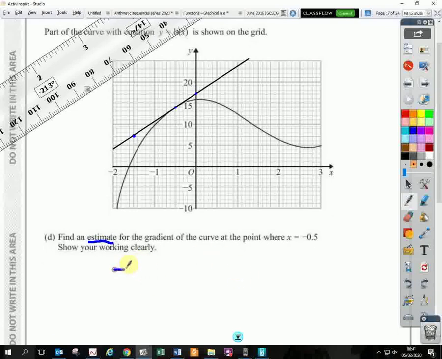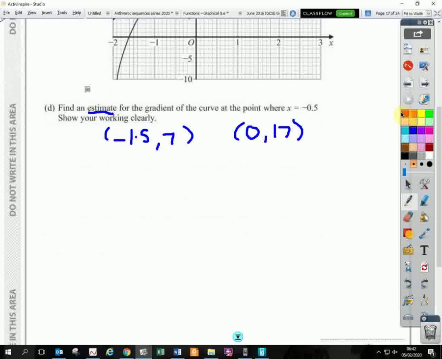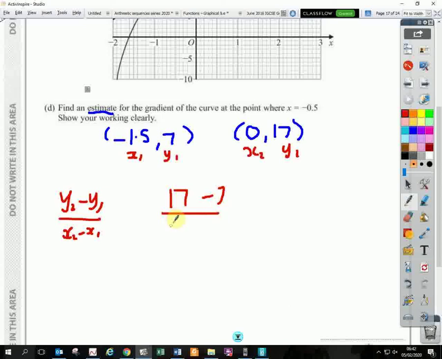I'm going to write down my coordinates now. So I have minus 1.5, 7, and then my other coordinate is 0, 17. Okay, and I'm now going to use the gradient formula to work out an estimate for the gradient. So I'm going to write underneath the coordinates x1, y1, x2, y2, and substitute into the formula. The formula goes like this: for gradient, y2 minus y1 over x2 minus x1. So we have 17 minus 7 over 0 minus 1.5.